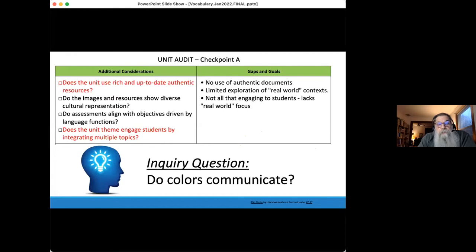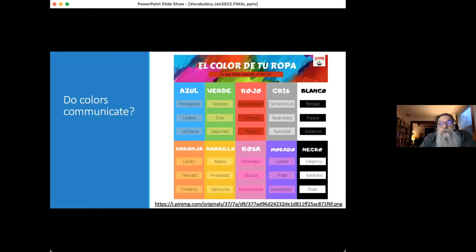We could formulate a more interesting inquiry question and explore it. Do colors communicate? And what do colors communicate? How do colors communicate? So taking our inquiry question of do colors communicate, we can start off with a very simple infographic. The graphics I'll show you on colors are all in Spanish. You have the colors introduced with the colors themselves, so it's very clear what each word means, along with some ideas of characteristics that you might be trying to communicate when you wear clothing of that color.